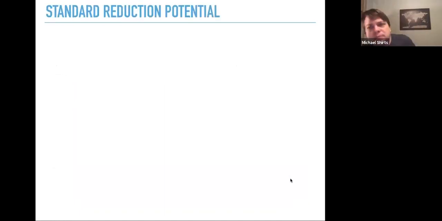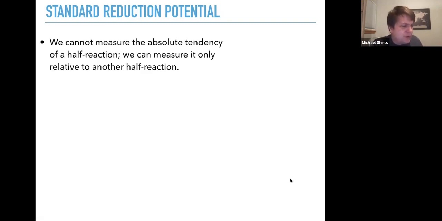So the standard reduction potential: when you're looking at potential energy differences, like the energy you get from some sort of gravitational potential energy, it only depends on the difference. And unlike in gravitation, it's a little hard to tell exactly what, there's no absolute chemical energy. But we can set a reference, same as we do when we're calculating standard state free energies or enthalpies. We can't measure the absolute tendency of a half reaction. Reactions only occur with the other halves of the reaction. You can't have half a reaction, you have to have a whole reaction.